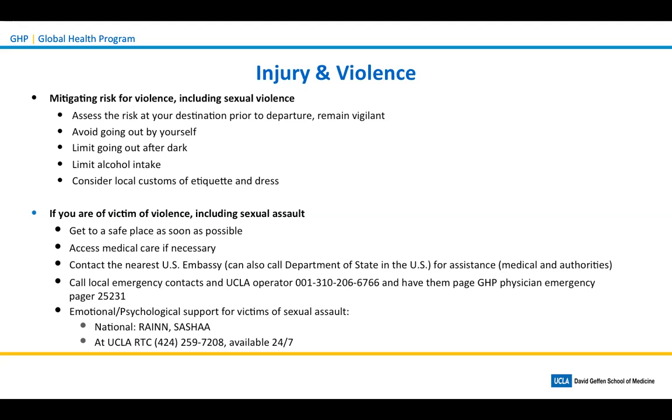If you're a victim of violence, including sexual assault, get to a safe place as soon as possible. Access medical care if necessary. Please contact the nearest US embassy, or you can call the Department of State within the United States for assistance. And this assistance might include medical or other type of assistance. Call your local emergency contacts, and you can call the UCLA operator. In terms of emotional or psychological support for victims of sexual assault, there are several resources that are national or local at our UCLA campus, including the Rape Treatment Center, which is available 24/7.